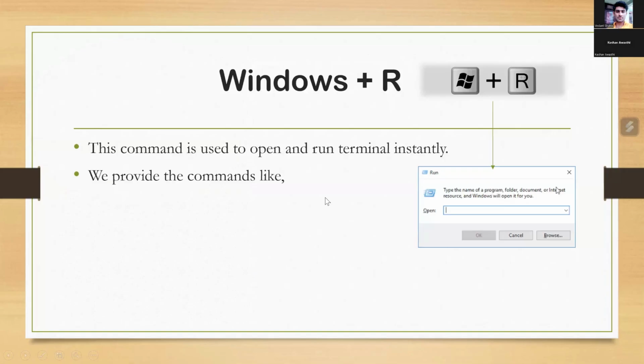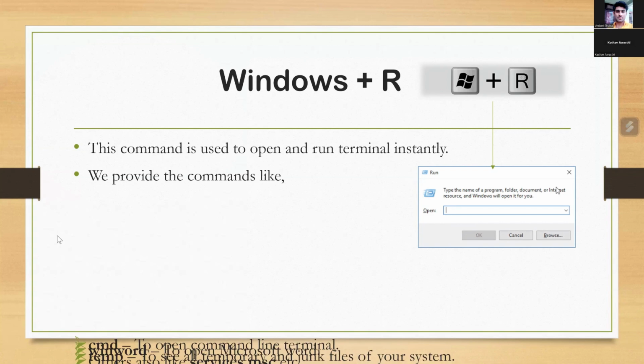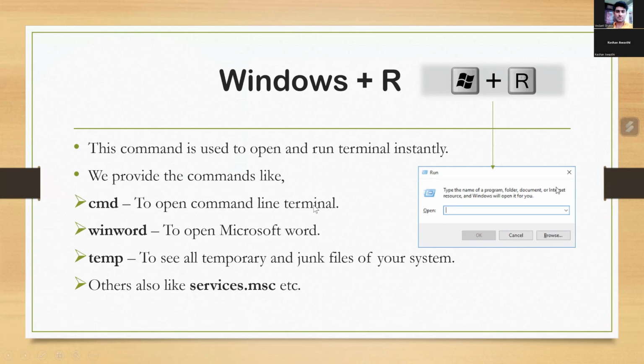And after these common topics, I have covered one of the shortcut keys, Windows R, to open the terminal, in which when we write some particular keywords, which are already reserved to do some functionality by our operating system. Here you can write those keywords to open some functionalities which are already predefined by our operating system. Some of the keywords are CMD, winword, and temp. CMD is to open the command line terminal, winword to open Microsoft Word, temp to see the temporary files or junk files, and others like services.msc.